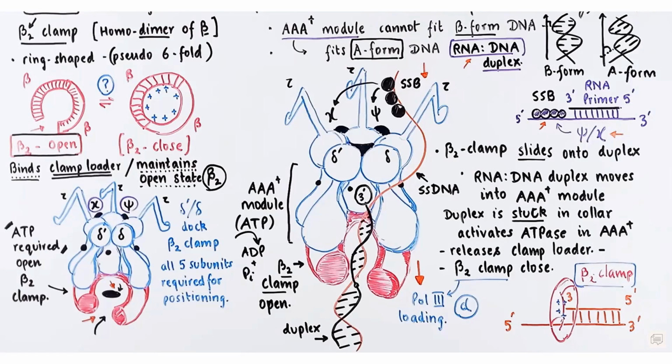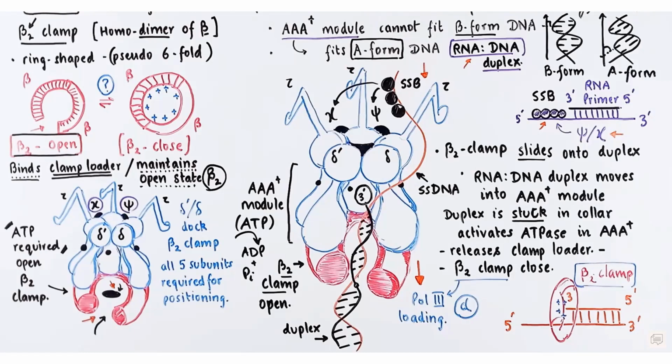As we know, B form DNA has its bases oriented at 90 degrees of the helical axis, whereas the A form has its bases at less than 90 degrees. Conveniently, the A form DNA is found in the RNA-DNA duplex, and remember that the primase made a short RNA primer, and this is the perfect setup for the clamp loader and the clamp to bind to the structure.